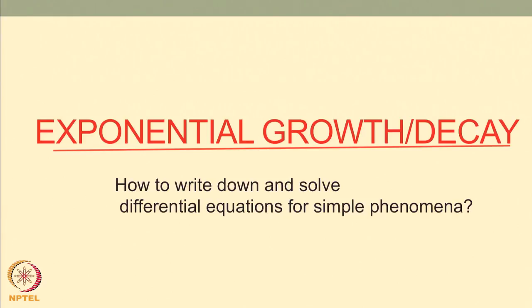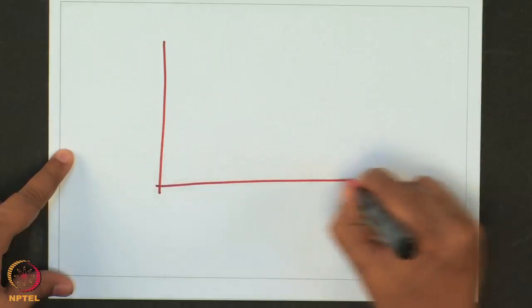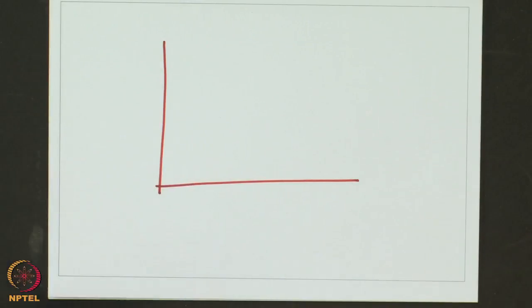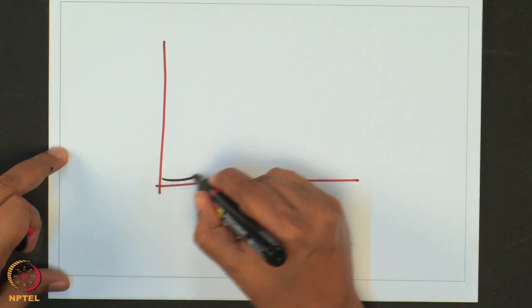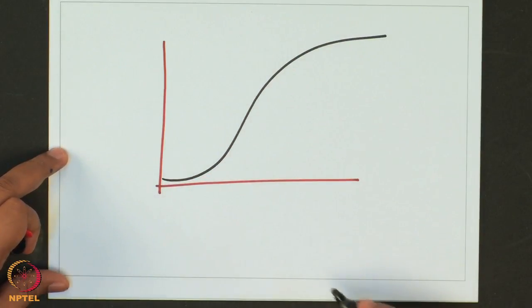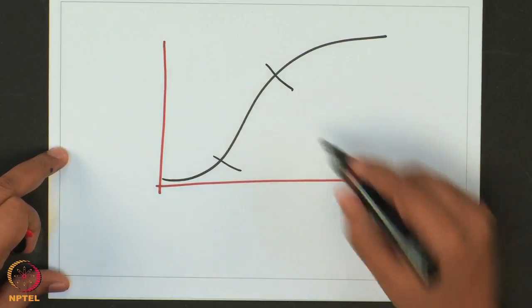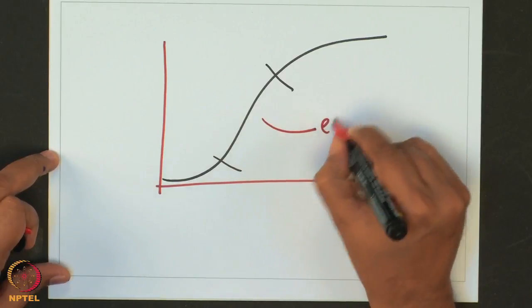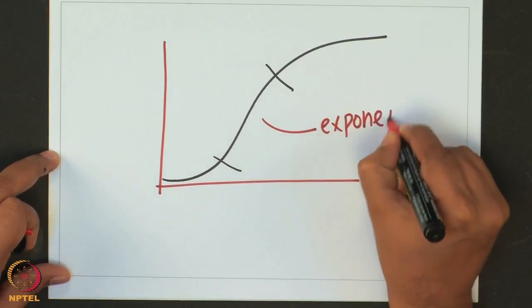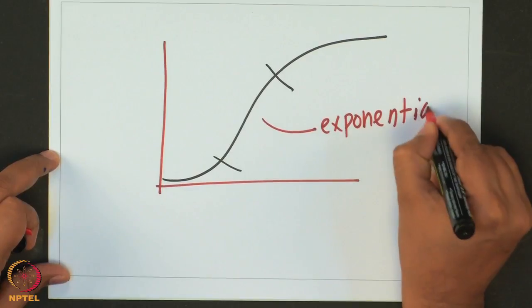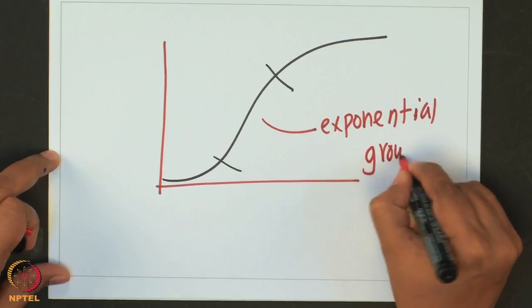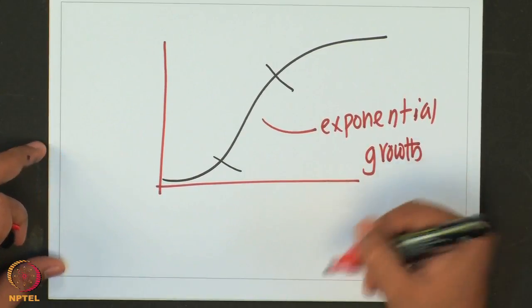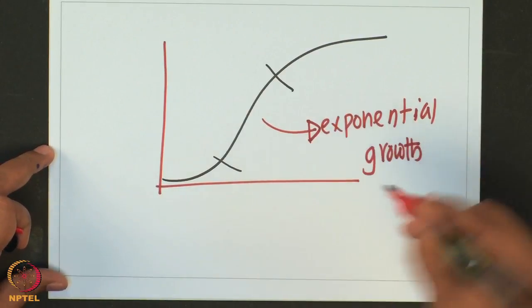We know examples of growth, and we know a lot about the growth curve. When we see a growth curve, we know something like this. In this, there is some part which is the exponential growth, right? People call this exponential growth. Why do we call it exponential growth? We will think about it.